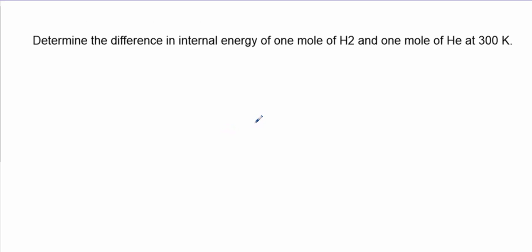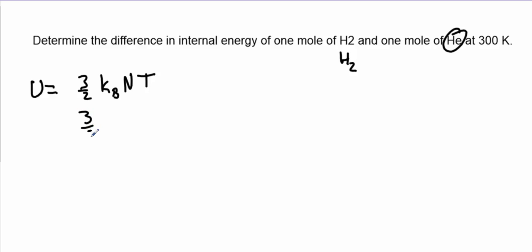Determine the difference in internal energy of 1 mole of H2, that's hydrogen gas, and 1 mole of helium at 300 Kelvin. Well, remember, internal energy is actually determined by degrees of freedom. Helium is monatomic, and it's only got 3 degrees of freedom, so its internal energy is given by 3/2 times Boltzmann's constant times the number of particles times T. Or, if we like, we could use 3/2 times R times the number of moles times T, whichever, it's the same thing. But hydrogen, being H2, actually has 2 extra degrees of freedom since it can rotate.